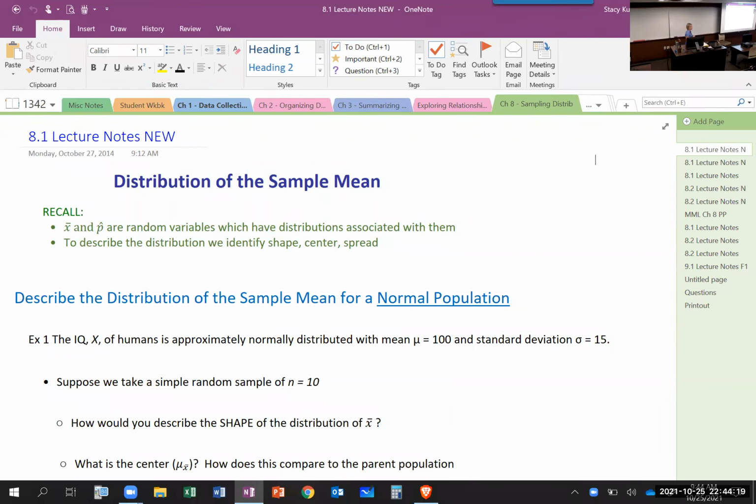So when we're thinking about shape, we're talking about normal versus skewed. When we talk about center, we're talking about the mean. And when we talk about the spread, we're talking about the standard deviation.